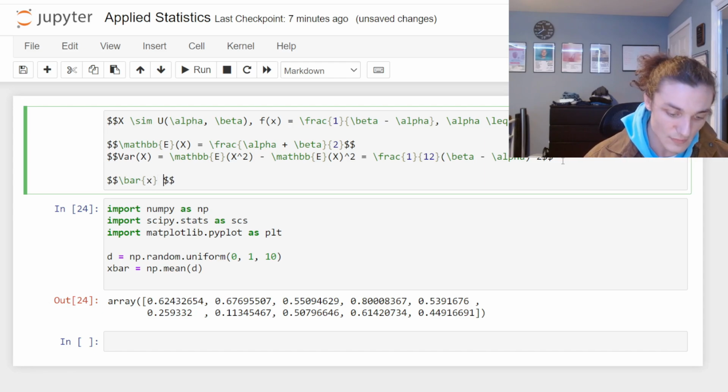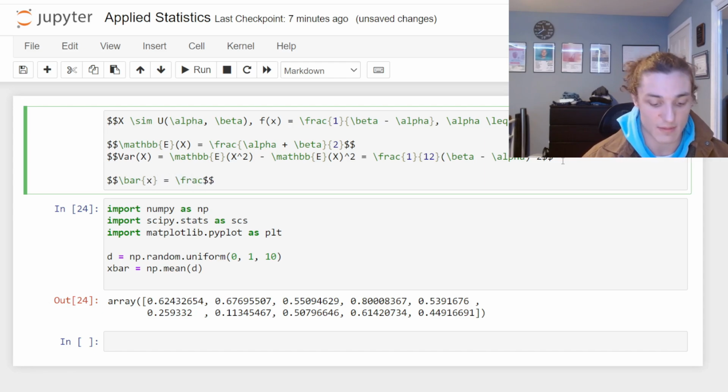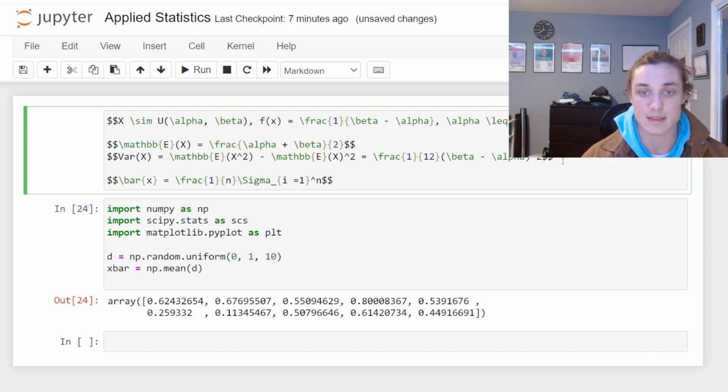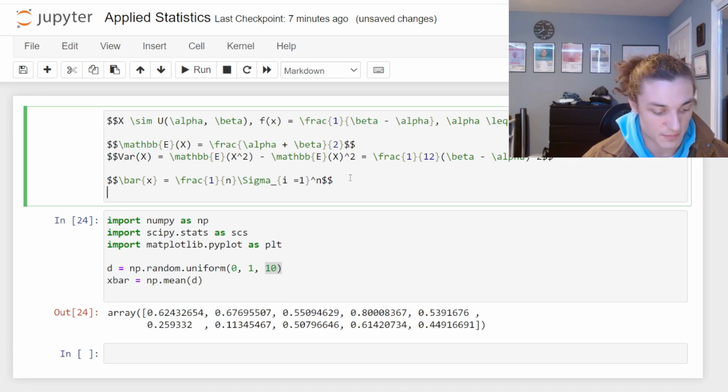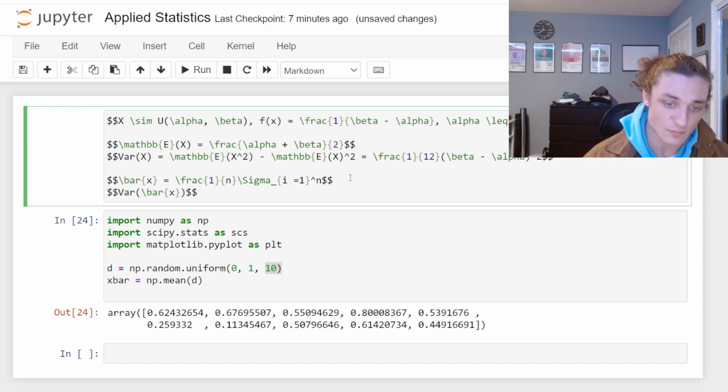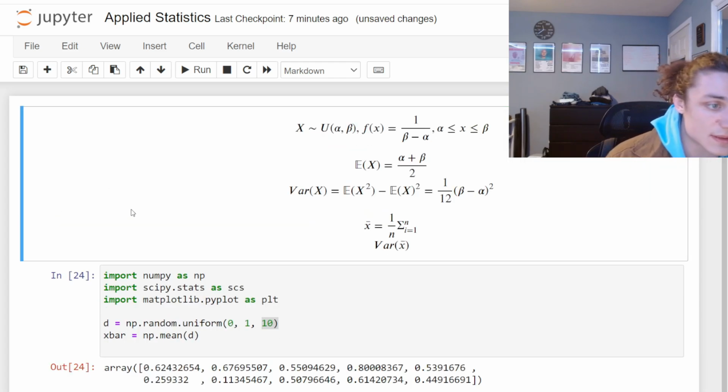Now if I was to define this here, I would have x bar is equal to 1 over n times the summation from i equals 1 all the way to n. In this case, n is going to be 10, because we have 10 draws. So that is the sample average. Then we can also compute the variance of such an estimator, that would be the variance of x bar. And this is where it gets kind of interesting.